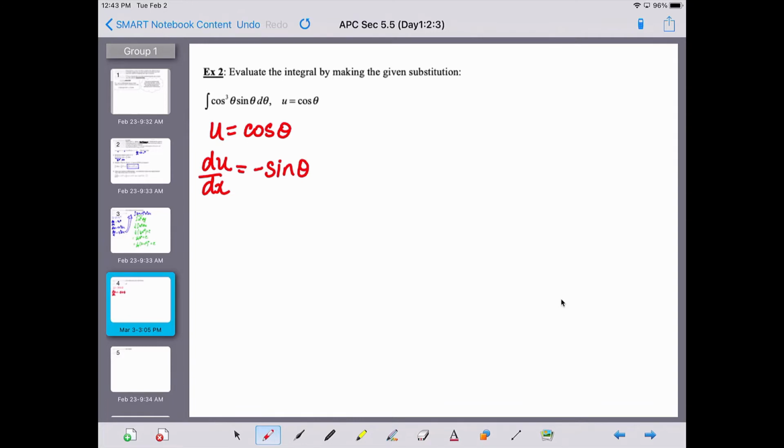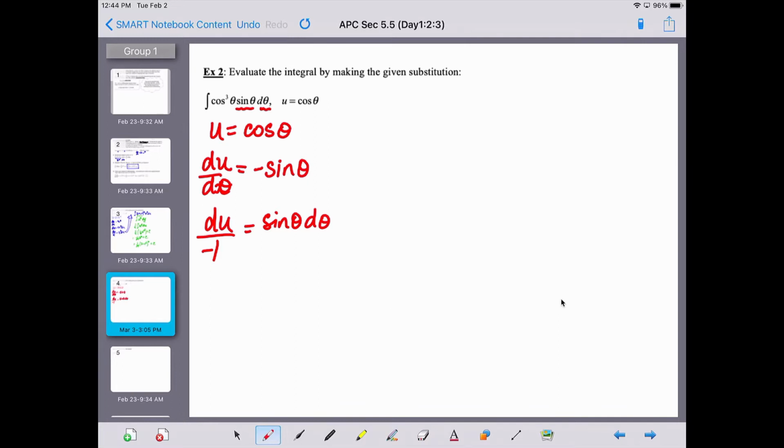And then again, if I look at what I have in my function, I kind of want to make it match what's there, right? And I'm sorry, this should be du d theta here, not du dx. My apologies. I've got the sine theta. I've got the d theta. So I want to multiply both sides by d theta, but then I want to divide by that negative sign. So I'm going to have du over negative 1 is equal to sine theta d theta, right? So then I have exactly what I want.